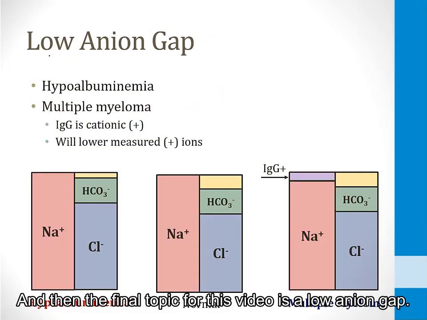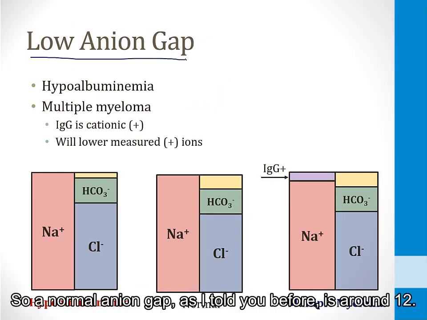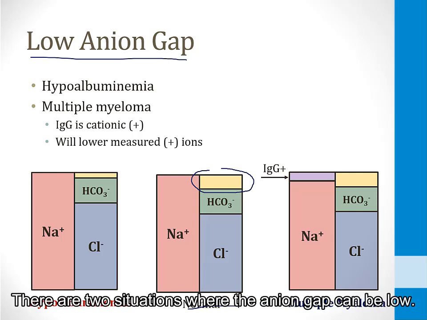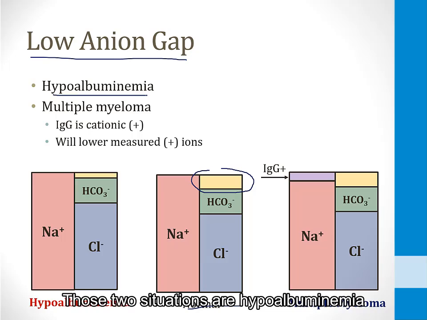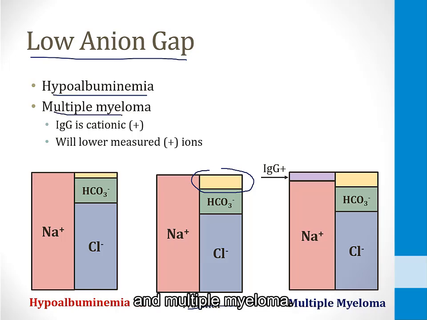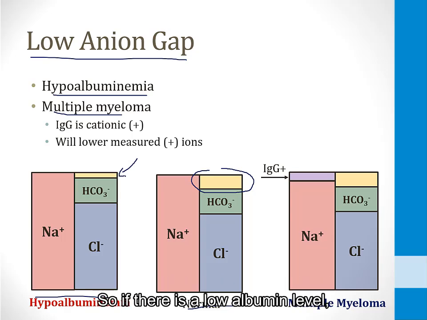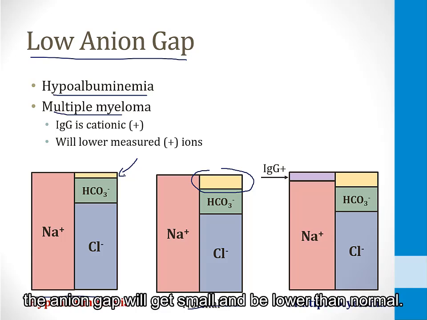And then the final topic for this video is a low anion gap. So a normal anion gap, as I told you before, is around 12, and that's what's shown in the middle of the screen. There are two situations where the anion gap can be low. Those two situations are hypoalbuminemia and multiple myeloma. We'll do hypoalbuminemia first. That's shown on the bottom left side of the screen. Remember that albumin is a major component of the anion gap. So if there is a low albumin level, for example in a patient with liver disease, the anion gap will get small and be lower than normal.